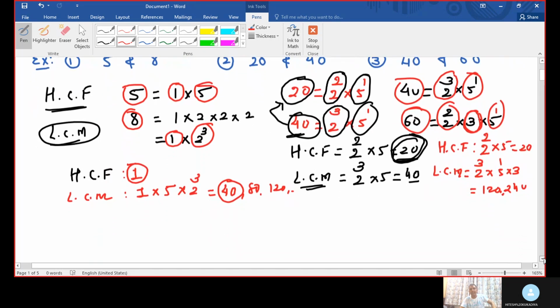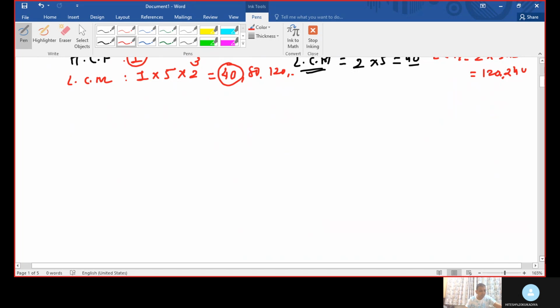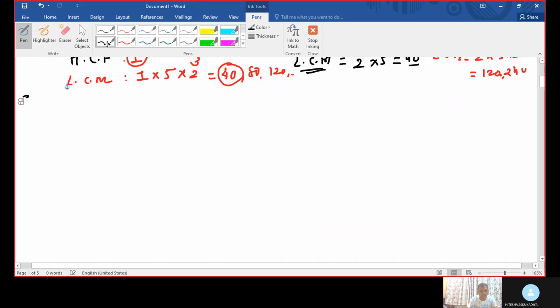Now we go to the textbook. Open your textbook and look at example number 6. What's the question? Find HCF and LCM of 6 and 20. 6 and 20. Again, repeat.